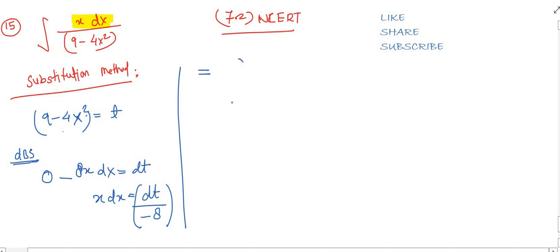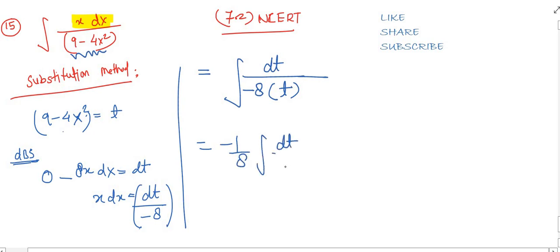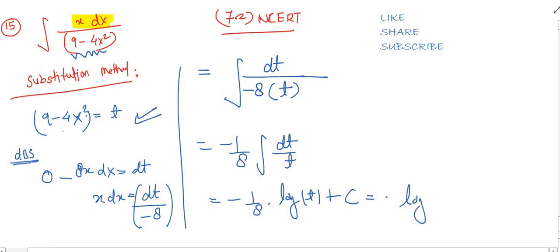So this question will become integration of dt by minus 8 into what is denominator? Denominator I have taken as t. ठीक है, ध्यान से देखिए. तो minus 1 by 8 integration of dt by t. What is integration of 1 by t? It is log of t plus c. And t क्या था guys? t तो ये था, तो t को हम वापस डालेंगे, minus 1 by 8 log of 9 minus 4x square plus c. Done.